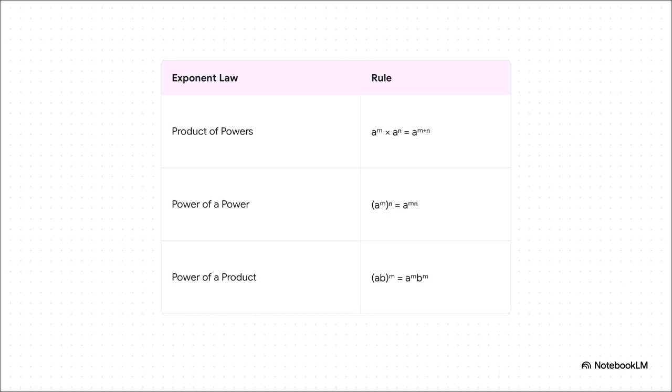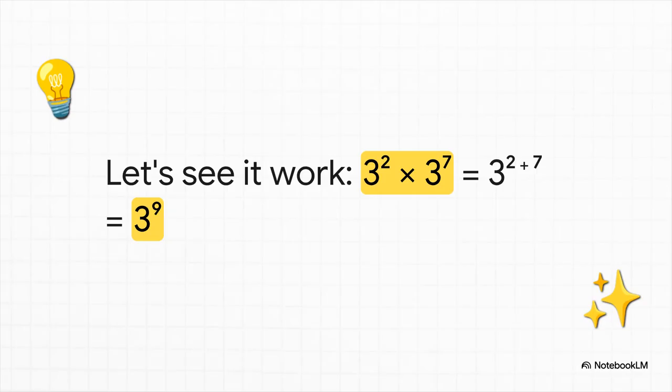With the power of a power, you just multiply the exponents together. And with the power of a product, you apply that outside exponent to every single thing inside the parentheses. Okay, let's put that first rule to work.